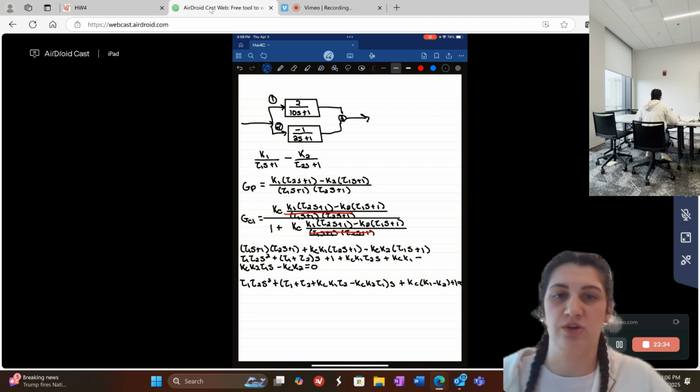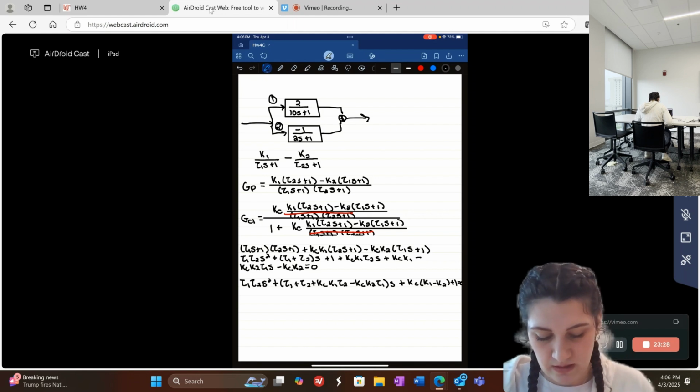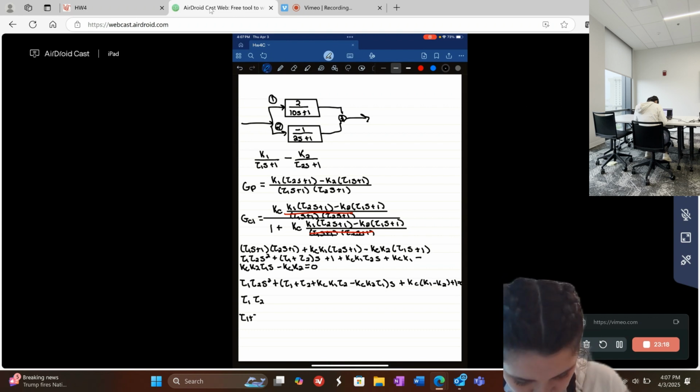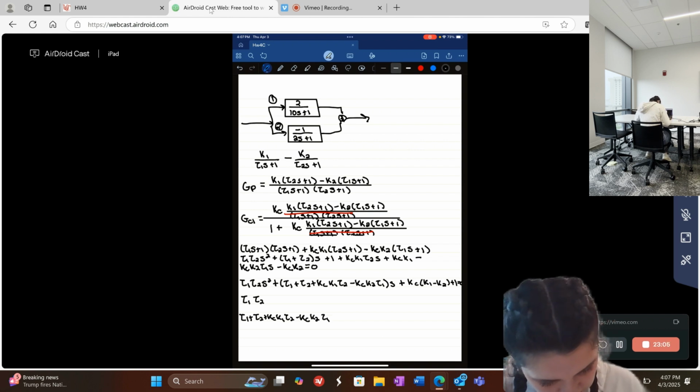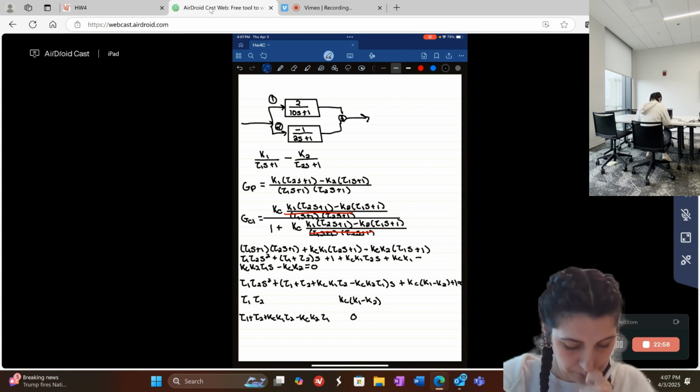Now that we have this, we can do our Routh-Hurwitz analysis. So to do that, our first coefficients here are tau 1 times tau 2. Below that, we're going to put our really long one, tau 1 plus tau 2 plus kc k1 tau 2 minus kc k2 tau 1. And then up here, we're going to have kc times k1 minus k2. And this is 0 here.